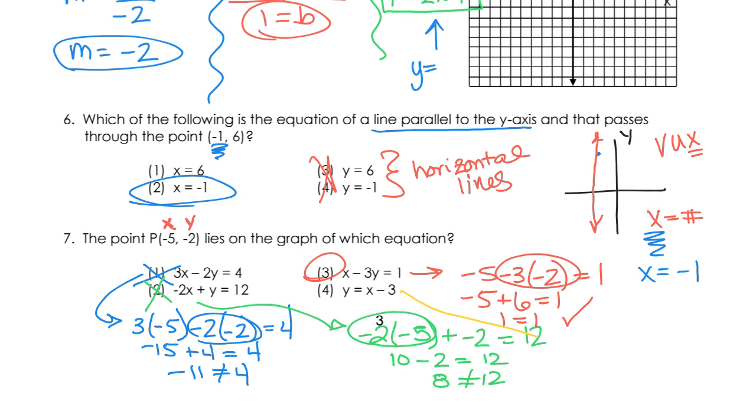We can try that last line just to ensure that our answer is correct. If we replace the y in that line, we get -2 equals -5 minus 3. And -5 minus 3 is -8, and that's not equal to -2. So it does not work in number 4.